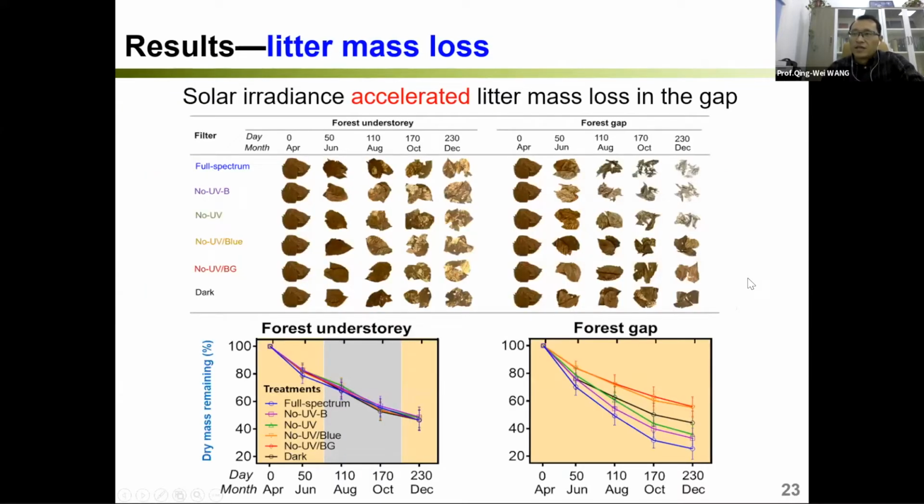Accordingly, a later image looks similar among treatments in the understory, but in the gap, much litter loss appears in the former 3 treatments. All these 3 treatments included blue light. Once we attenuate the blue light from the latter 3 treatments, we can see there's not much change in litter. Such a variation is well reflected by the mass loss figures. So it suggests that solar irradiance accelerated the mass loss in the gap.